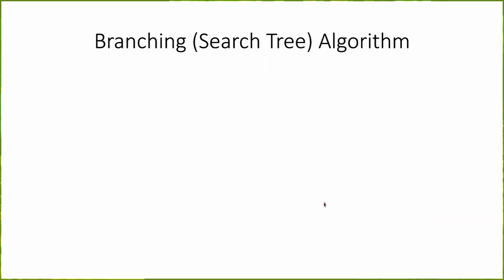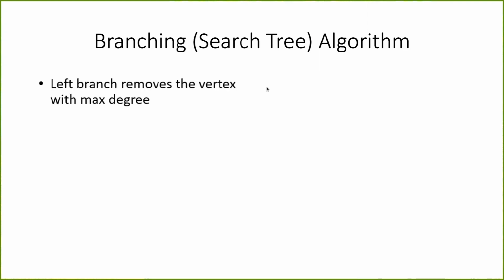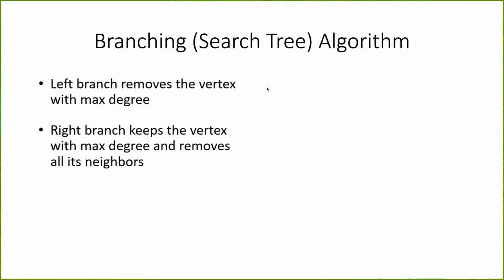The typical approach to solving minimum vertex cover is to use a branching or search tree algorithm. The root of this search tree would be the full graph, and then going to the left, we remove the vertex of maximum degree, and whenever we go to the right, we remove the neighbors of the vertex of the maximum degree. And when we remove a vertex, we add it to the vertex cover.